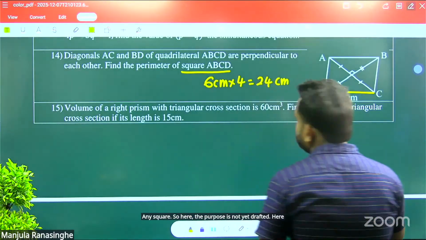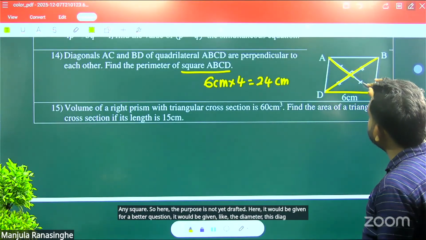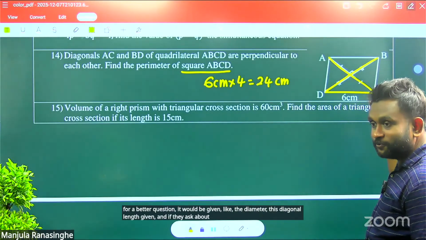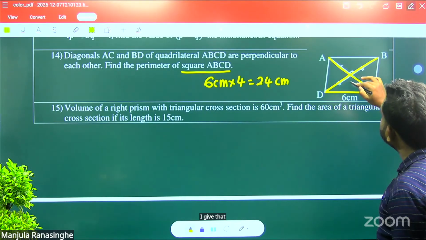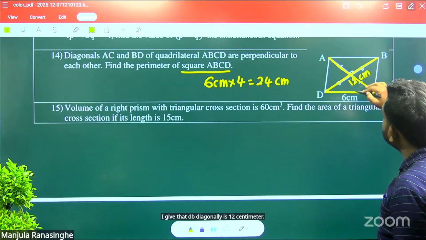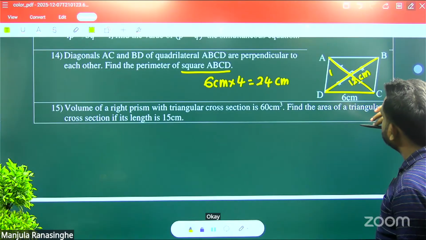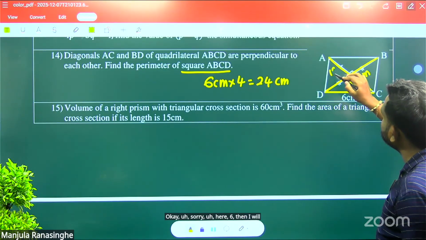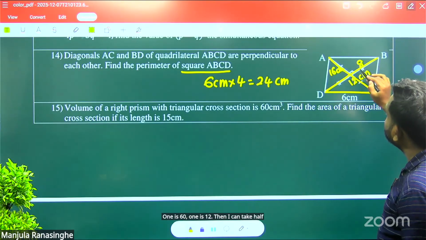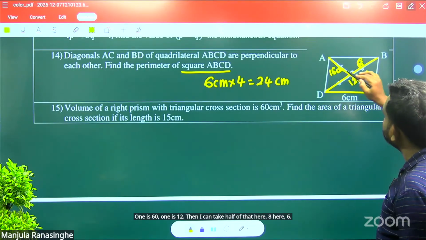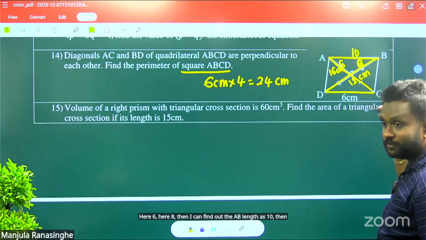Here it should have been given as a better question. The diagonal lengths would be given, and then they ask about the perimeter. What was in my mind? I give DB diagonal as 12 centimeter and AC diagonal as 16. Then I can take half of that: here 8, here 6, here 6, here 8. Then I can find the AB length as 10. With four such lengths, the perimeter comes.